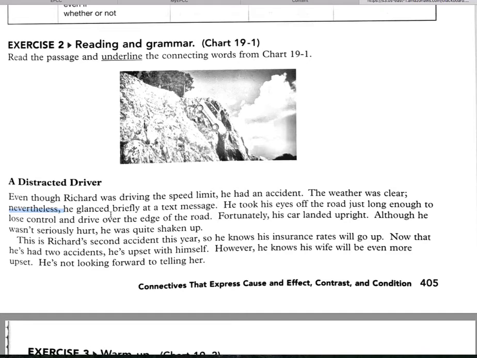Okay, so we look at the third line. Lose control and drive over the edge of the road. Fortunately, his car landed upright. Although he wasn't seriously hurt, he was quite shaken up. So here, the connective word is going to be although.